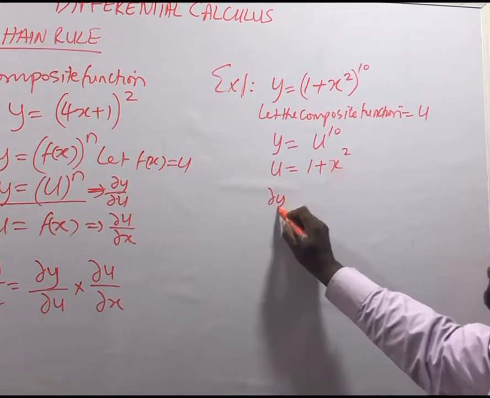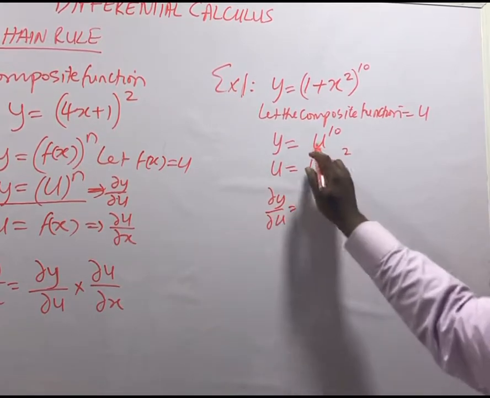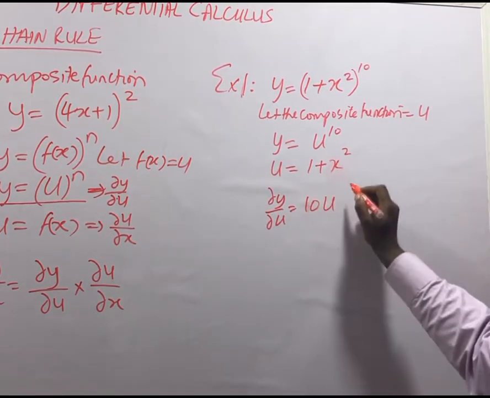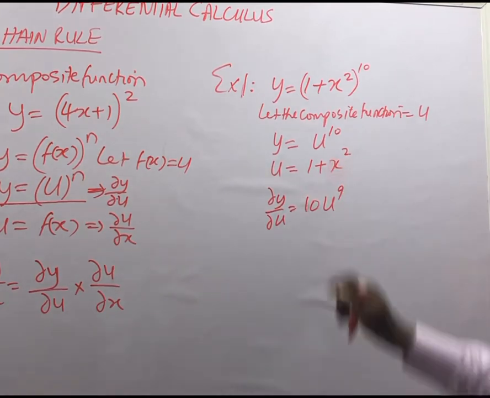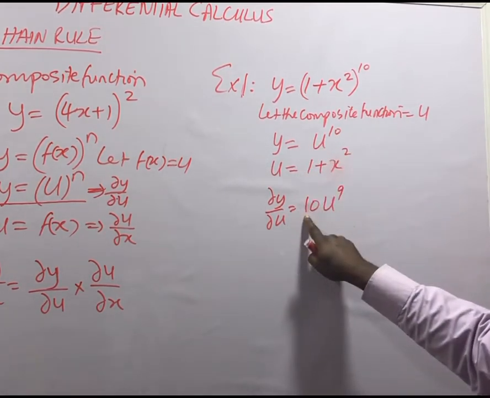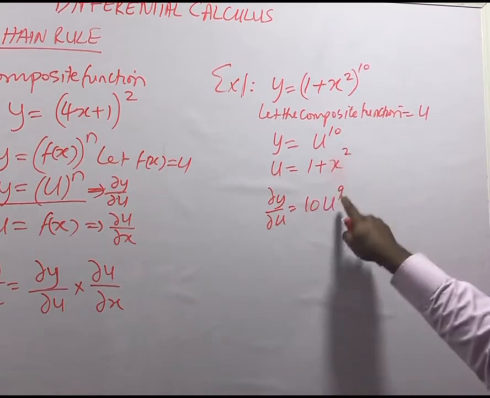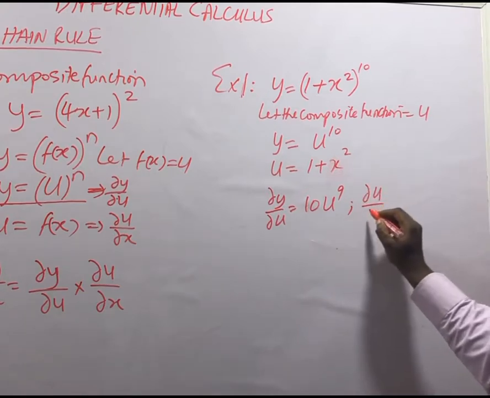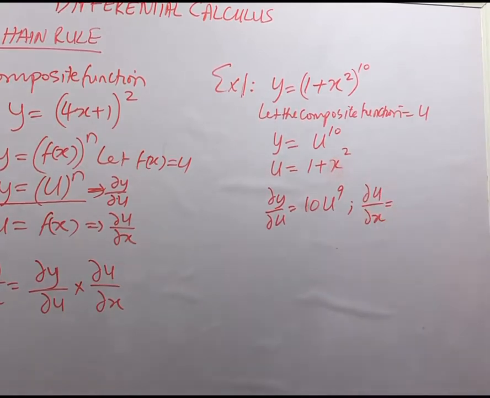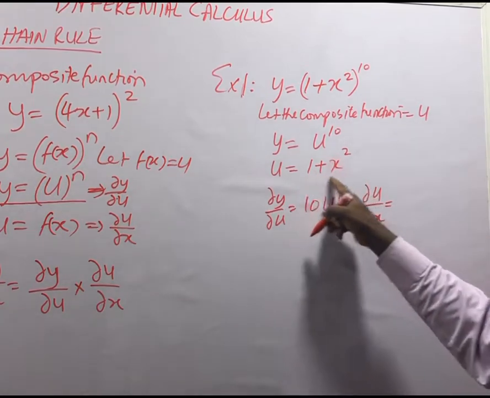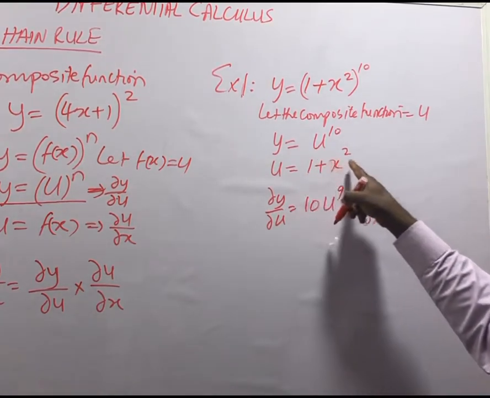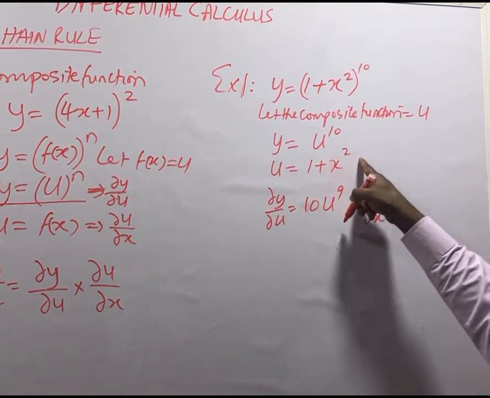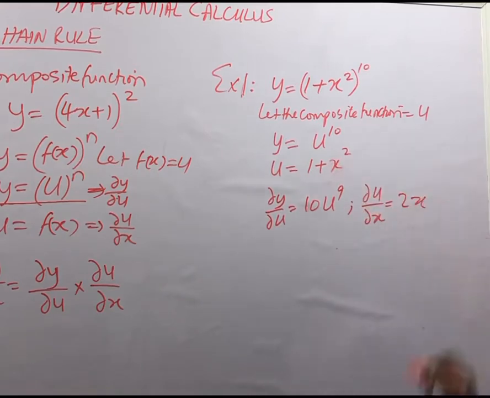So dy du based on u is going to be 10 u raised to power 9. 10 times 1 gives us 10, and 10 minus 1 gives us 9. Okay, and then du dx is going to be what? When we differentiate this, the 1 will go, and then we're left with 2x. The 2 will come down, becomes 2, and 2 minus 1 gives us 1, so that gives us 2x.